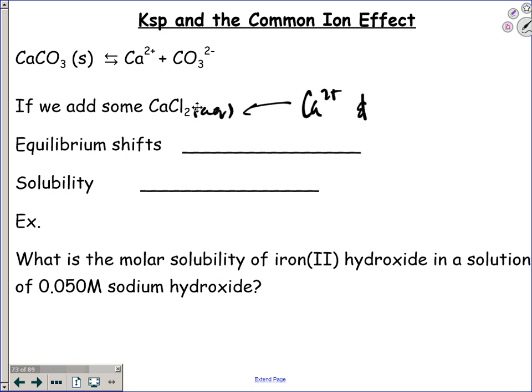Calcium 2 plus and Cl minus. There's two of them, but it's still Cl minus. So what we look for is, is this an equilibrium? Yes. Is this an equilibrium? No. So nobody cares about that. We care about calcium itself.